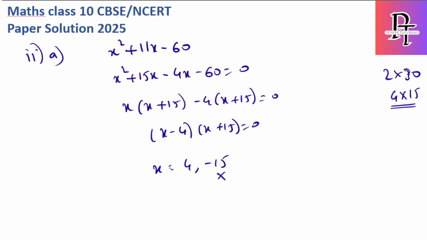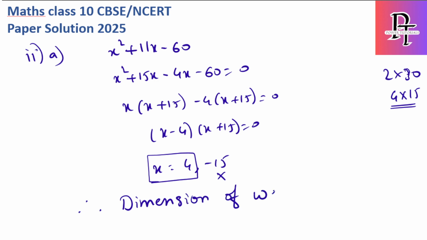Minus 15 cannot be the value because the width cannot decrease, we are sure to increase it. So the only value of x is 4. Therefore, the dimension of the walkway is equal to 4 meters.